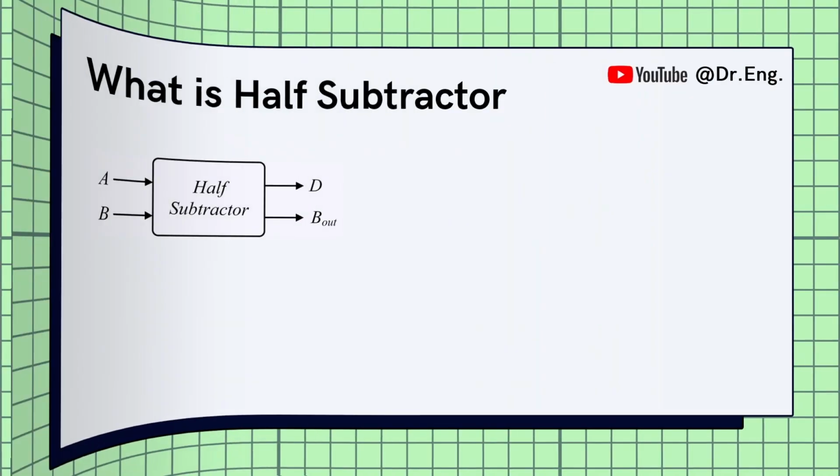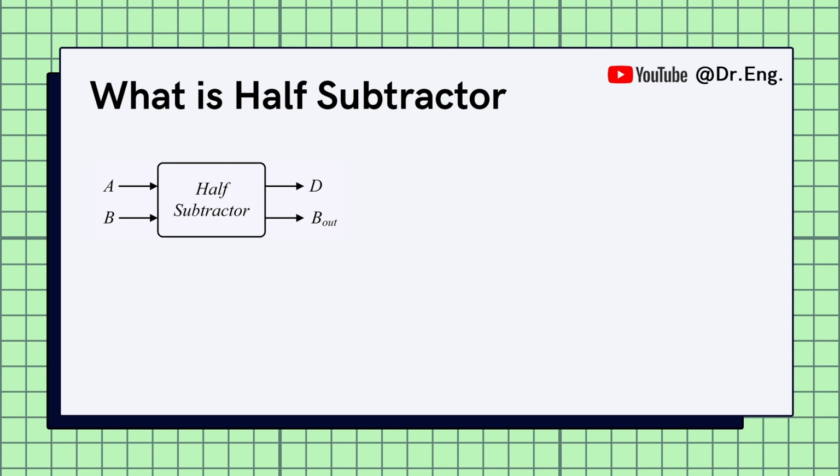A half subtractor is a simple digital circuit that subtracts two single-bit binary numbers, producing two outputs, the difference and the borrow. The A input is the minuend, the number from which we subtract, and the B input is the subtrahend, the number being subtracted. The circuit outputs a difference, D, and a borrow, bout, if the minuend is smaller than the subtrahend.